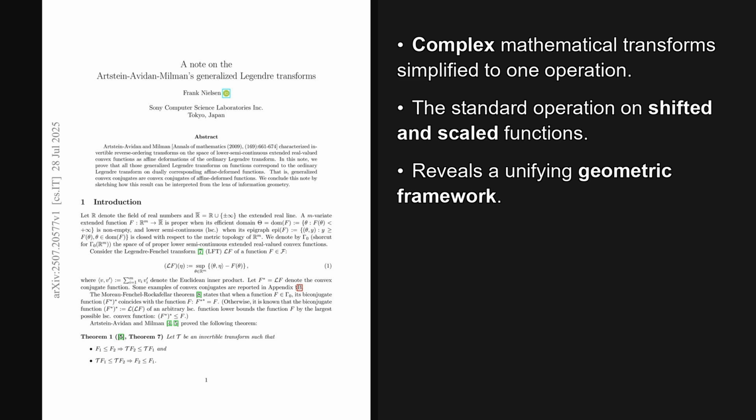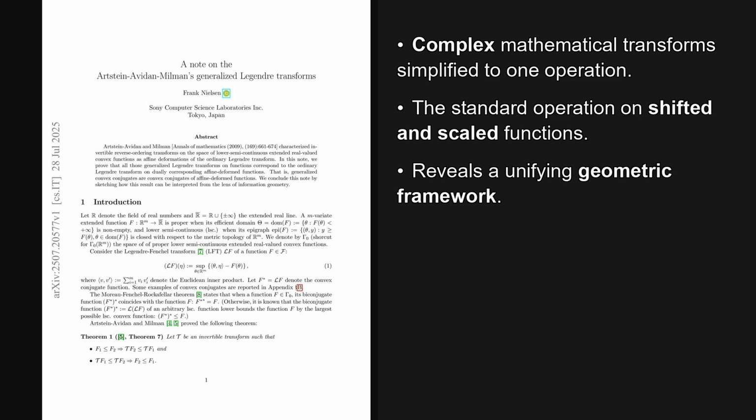I'm Alex, and today we're looking at a paper trending on X, published on July 28, 2025, so just yesterday. This paper shows that a whole class of seemingly complex mathematical operations, known as generalized Legendre transforms, are actually just the standard version of that same transform applied to a specially modified function. The paper is titled, "A Note on the Artstein-Avidan-Milman's Generalized Legendre Transforms," and its conclusions offer a really elegant new perspective from the field of information geometry.